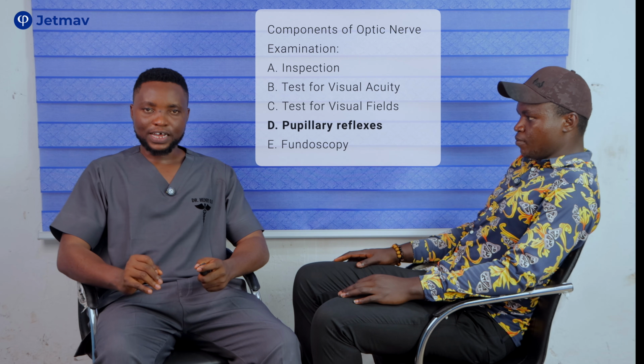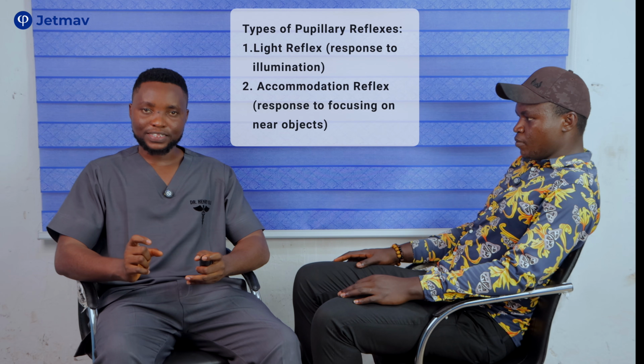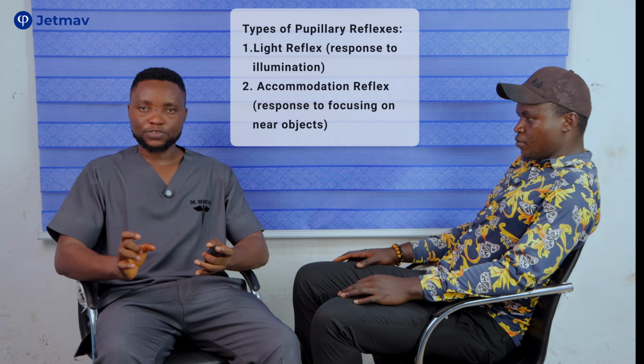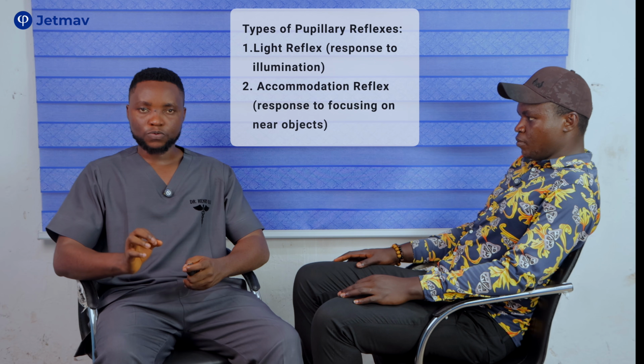Now, the next component of optic nerve examination is pupillary reflexes. These are involuntary responses of the pupils to different stimuli. Mainly, the pupil responds to either light or focus, which is also known as accommodation. So the two different stimuli which we will test are light and accommodation. This helps to regulate the amount of light entering the eyes when the intensity of light changes, or when the eye tries to focus on a close object or a far object. The pupillary reflexes we will test are the light reflex and then the accommodation reflex.